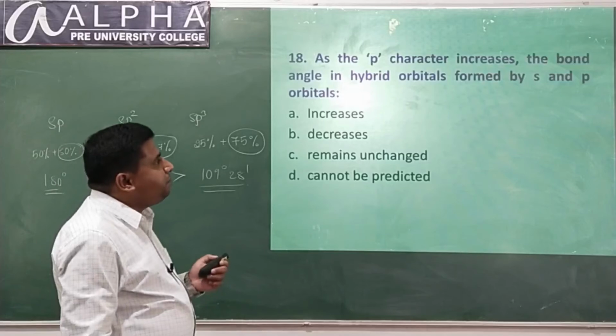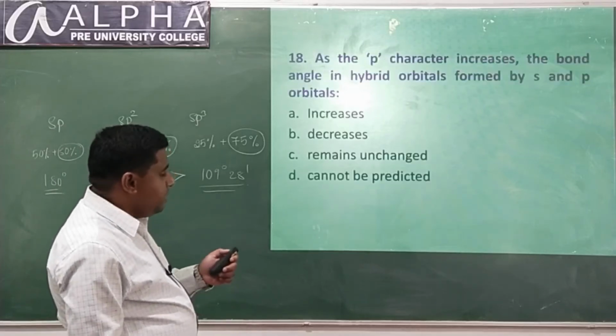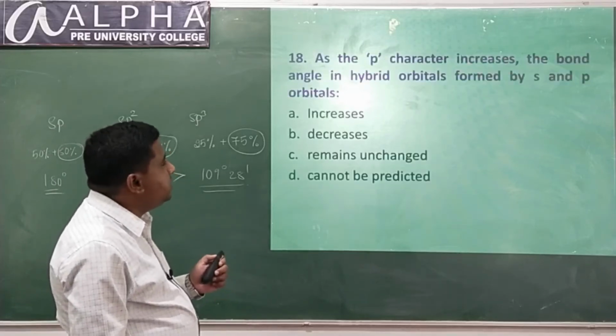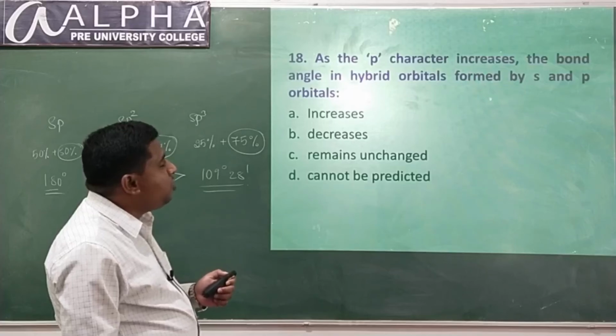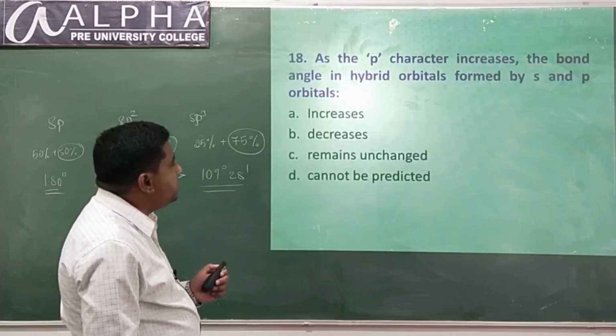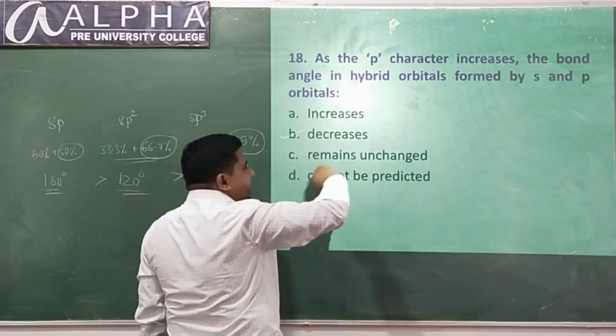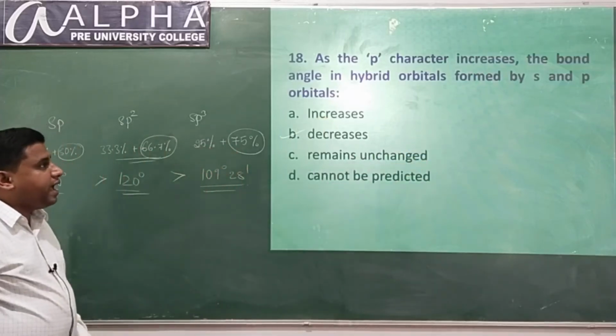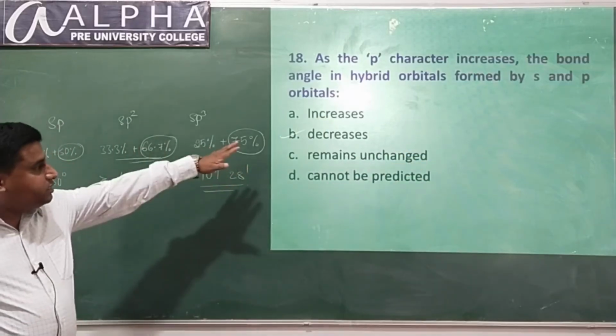As the p character increases, the bond angle in the hybrid orbitals formed by s and p orbitals will decrease. So the answer is option B.